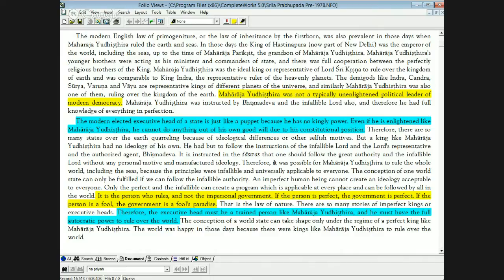But then we should have a proper, trained person, like Maharaj Yudhishthira, and give him all the autonomy, autocratic power to rule properly. That is the way to run the world. He is not happy with the present day, some kind of a stopgap arrangement. Won't be possible, Prabhupada, in Kali Yuga. Yeah, Prabhupada wants it, so maybe it will come.